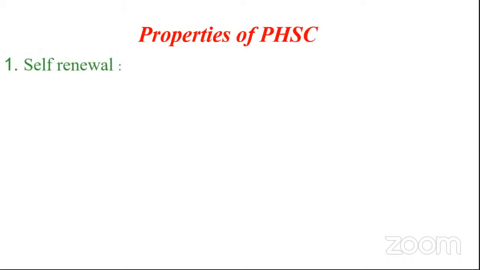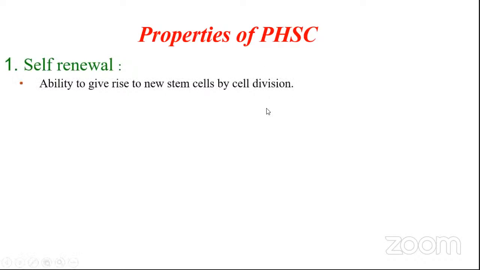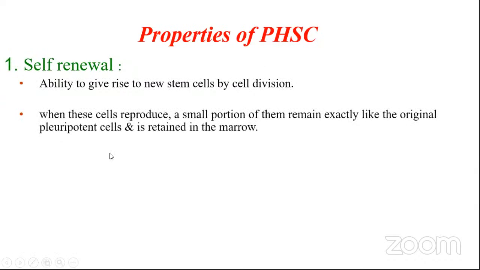So what are those properties? As I told, self renewal is the ability to give rise to new stem cells by cell division. Whenever these cells reproduce, a small portion of them will remain exactly like the original, that is the pluripotent cells, and they get retained in the bone marrow as a memory. This is called self renewal. This property is important because it prevents the marrow from running out of stem cells, so at any given point of time some stem cells are always preserved.